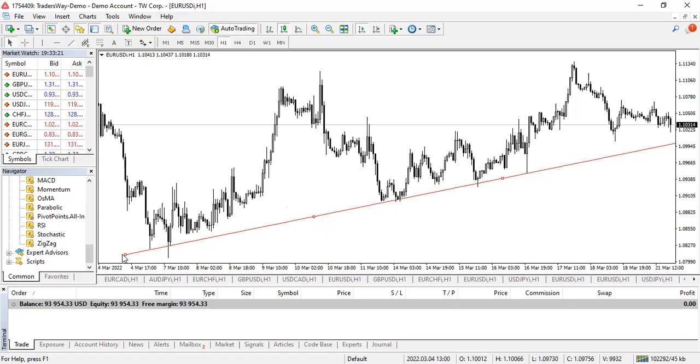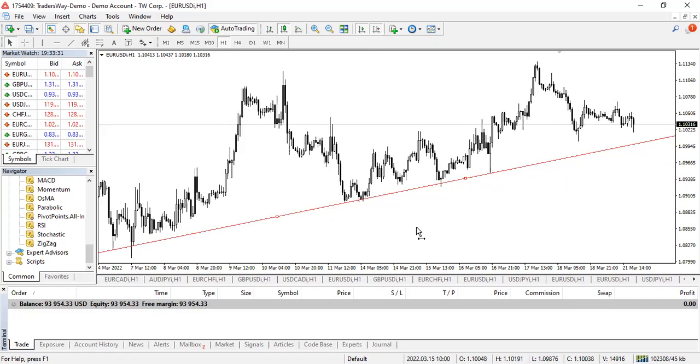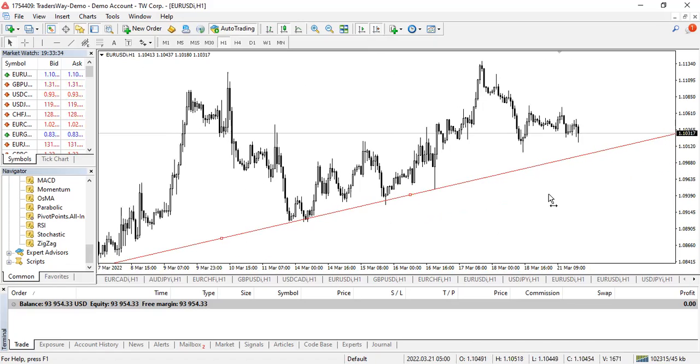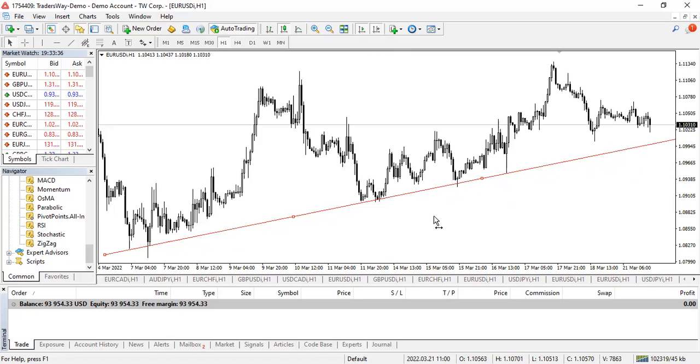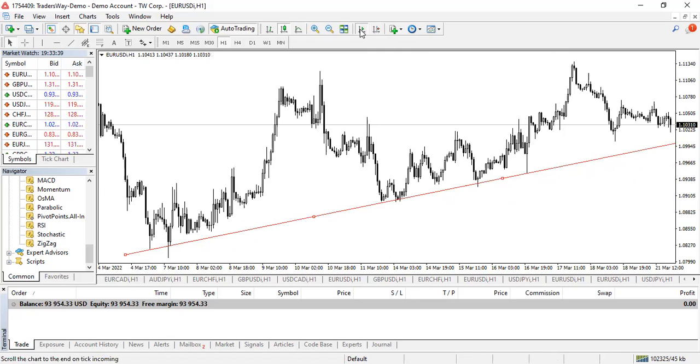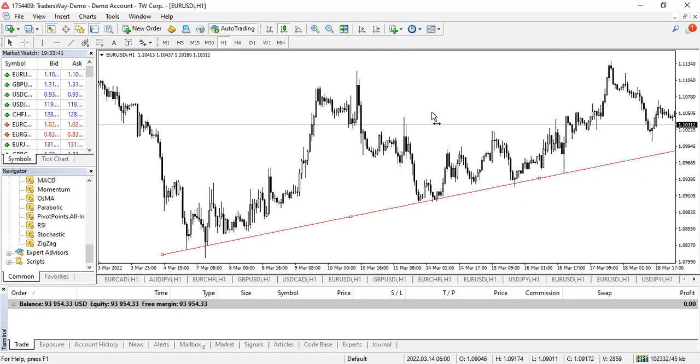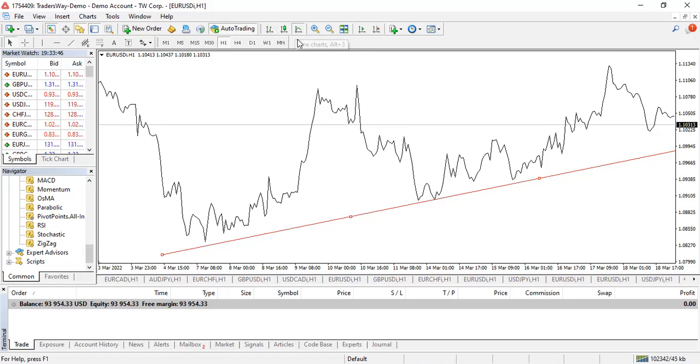And for you to draw a perfect trend line, it must touch at least three spots, three points in the chart. For the beginner, you may not actually get how to draw a trend line with the candlestick pattern. So you can just come here and select the line chart. The line chart will show you a perfect trend line.